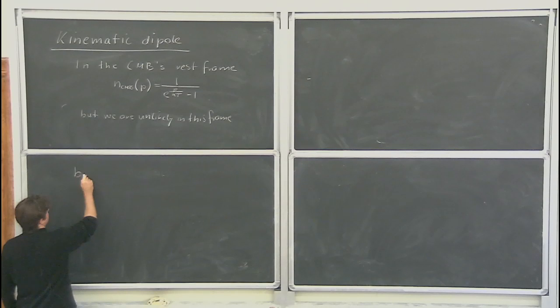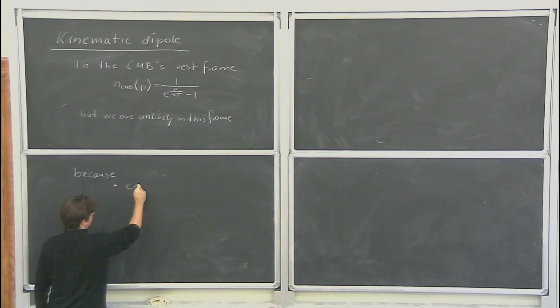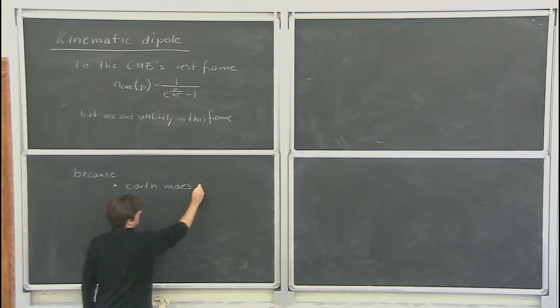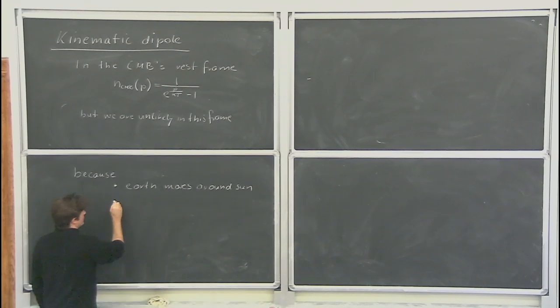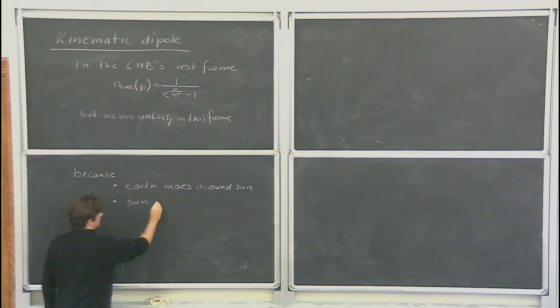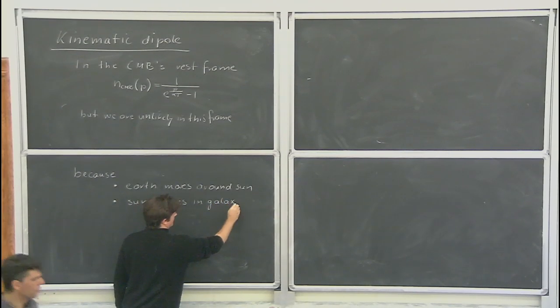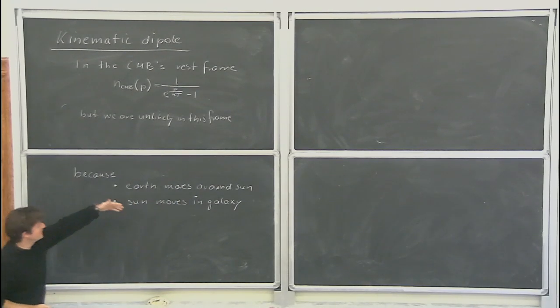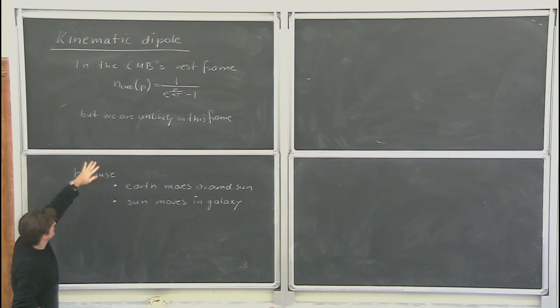This is, I think, obvious, but it's just because the Earth moves around the Sun. The Sun moves in the galaxy. The galaxy moves in the local group, so you get the idea. So somehow we and the satellite we're making the measurements from should be moving. So it's very unlikely that we see this spectrum.